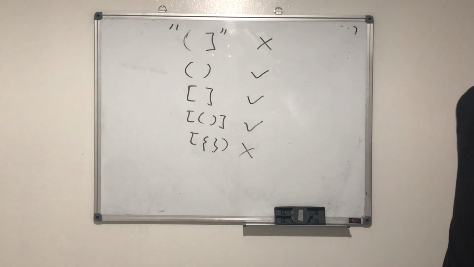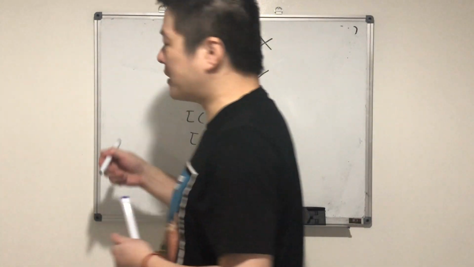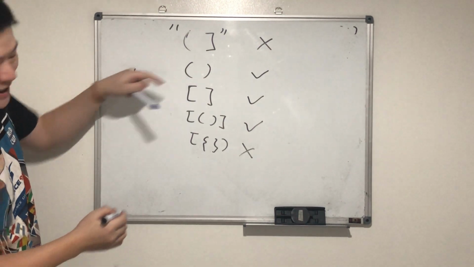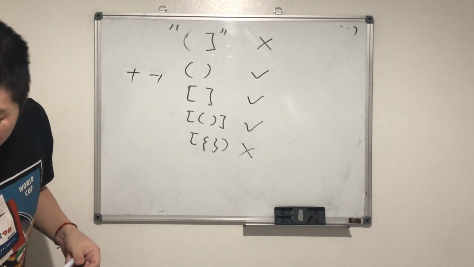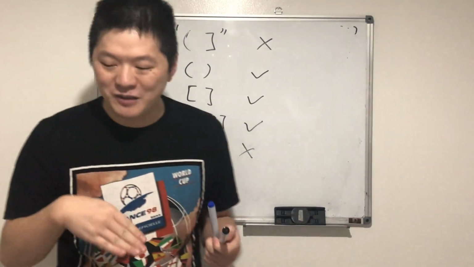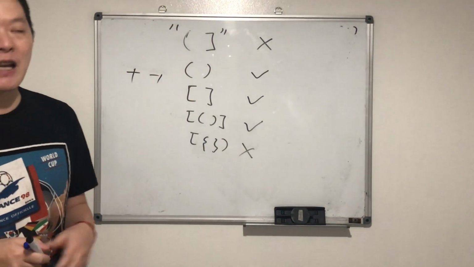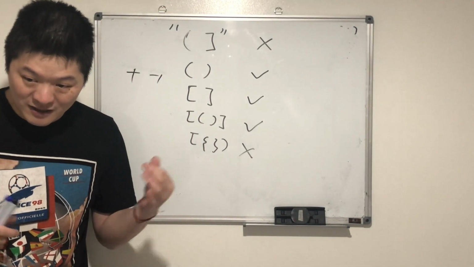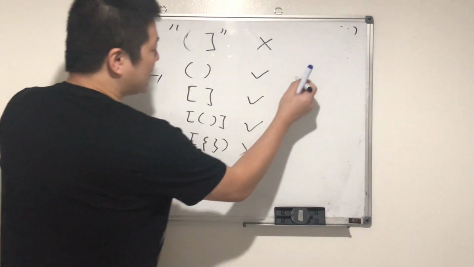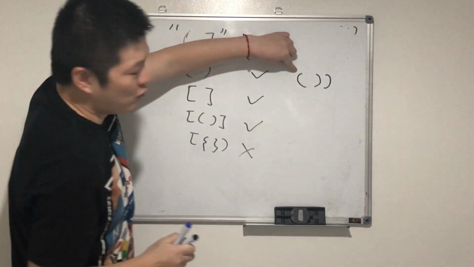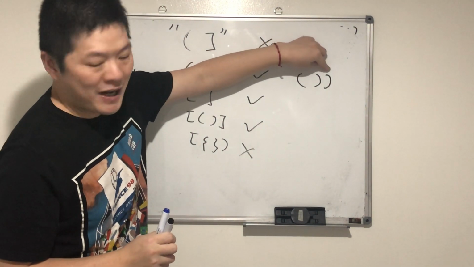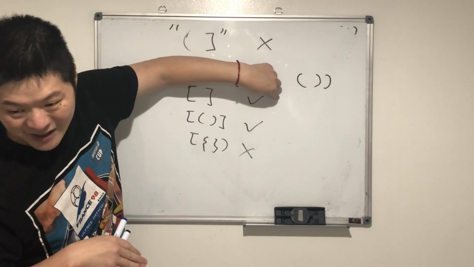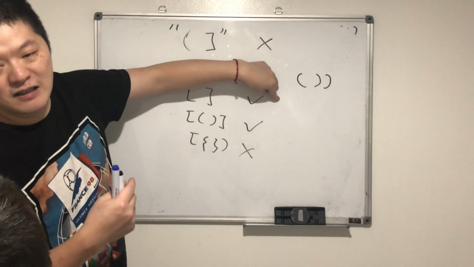Remember previously we used a balance counter, right? When we meet an opening, we add 1. When we meet a closing, we subtract 1 and check. If at any time it falls below 0, then it's invalid, because it means we don't have enough opening brackets. Like this: 1, 0, -1. When it's below 0, we return false immediately.